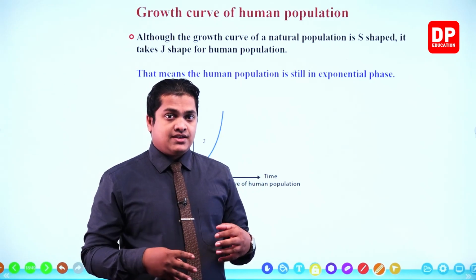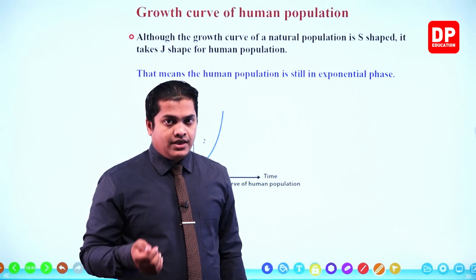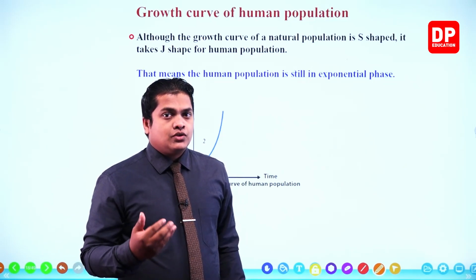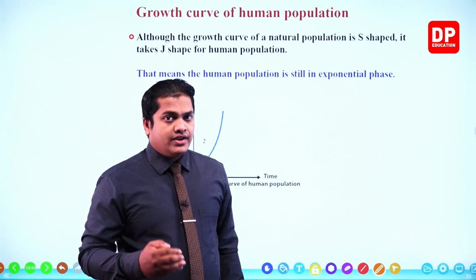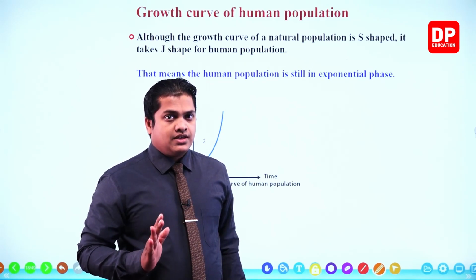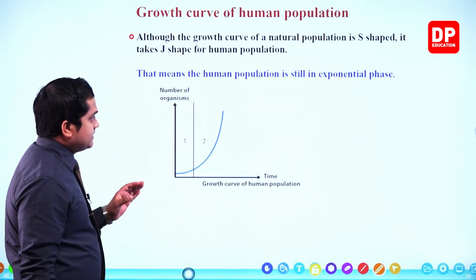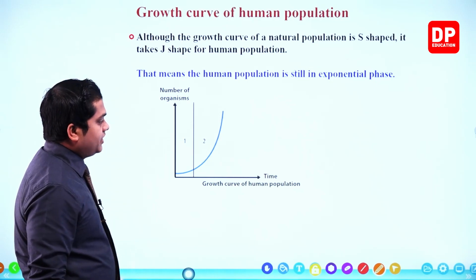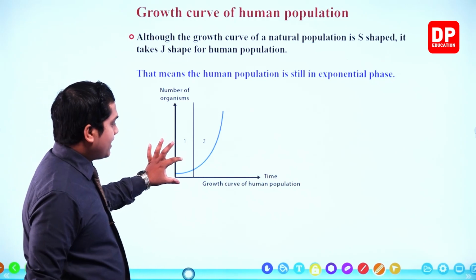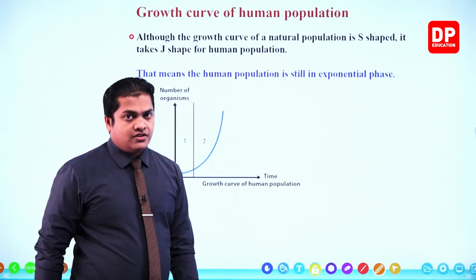So our human population is still in the second phase, my dear children. That means our human population keeps growing. That's why we can say that our human growth curve is still in the second phase. As you can see, this is the growth curve of the human population. We have passed the lag phase, and now we have entered the second, which is the exponential phase.